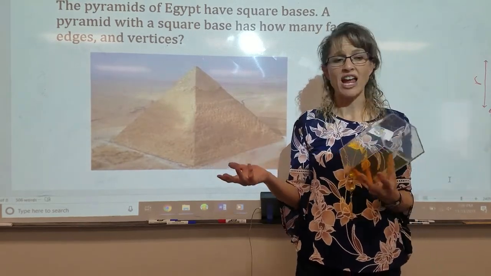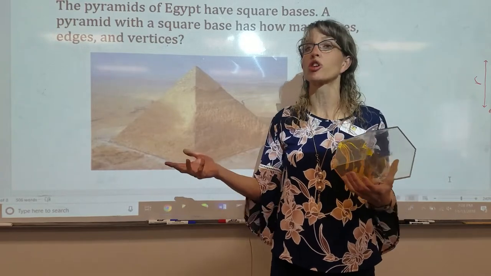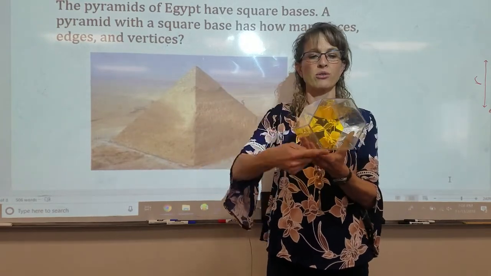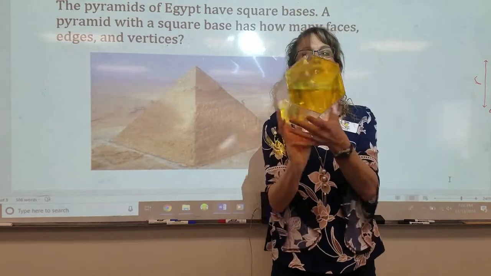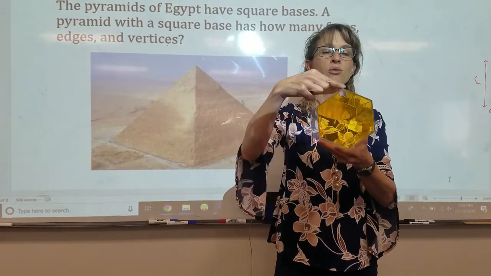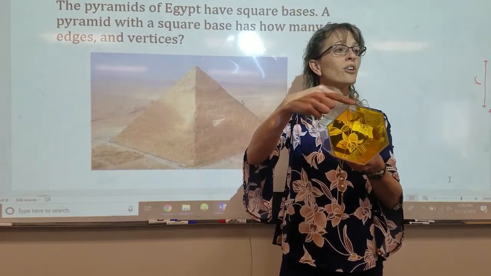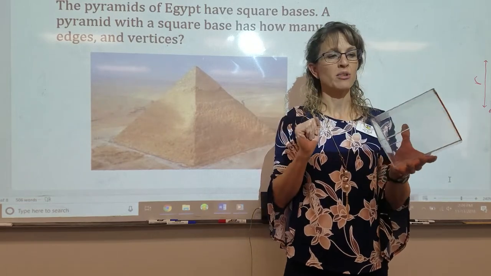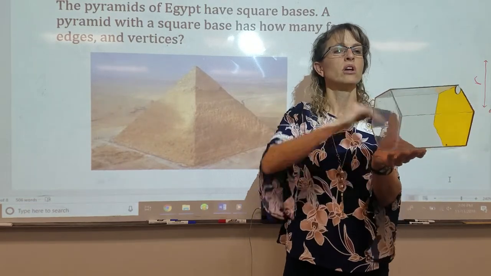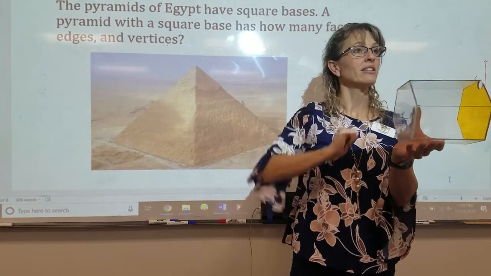Count those on the test. If it said, how many vertices does it have? Vertices is plural for vertex. I would go 1, 2, 3, 4, 5, 6, 7, 8, 9, 10, 11, 12. It has 12 vertices. That's plural. If it said, how many faces, I'd go 1, 2, 3, 4, 5, 6, 7, 8 faces.